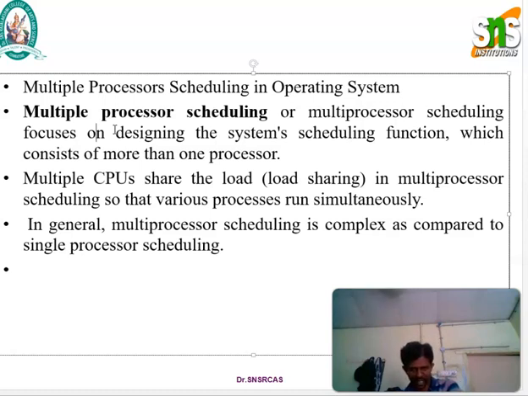So in general, multiprocessor scheduling is complex as compared to single processor scheduling, because in single processor scheduling only one process will be running, but in multiprocessor scheduling we have complexities because more than one processor will be running. So we will take some of the challenging factors of multiprocessor scheduling. Thank you.